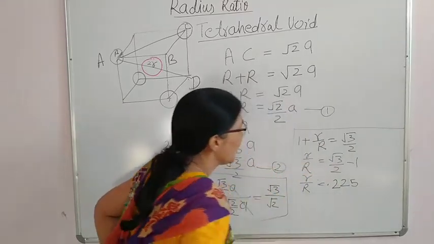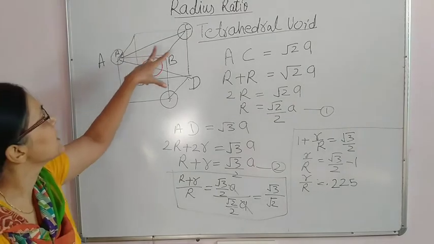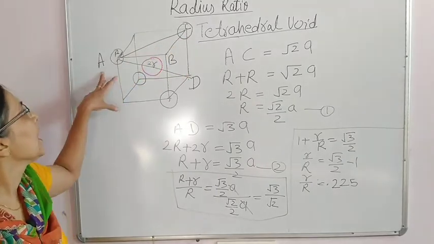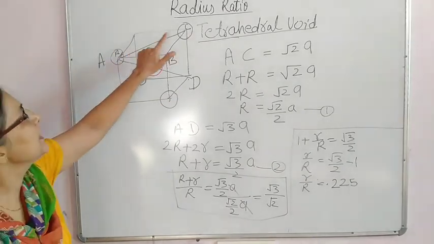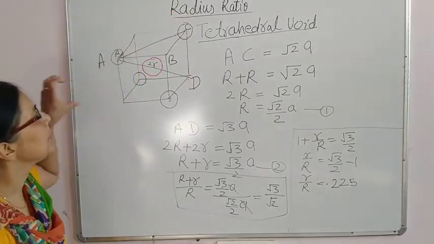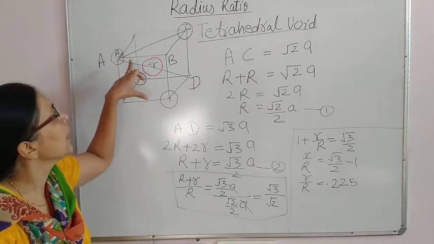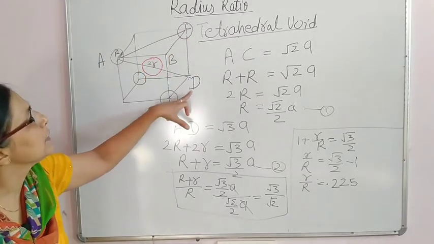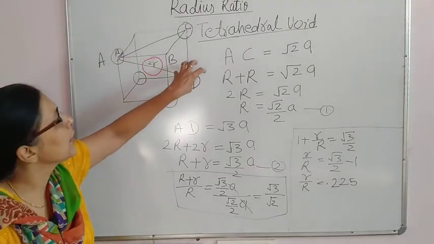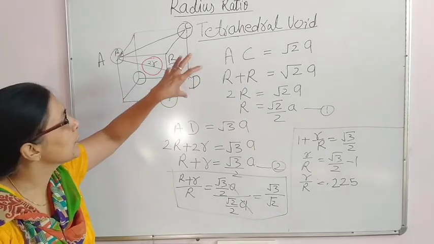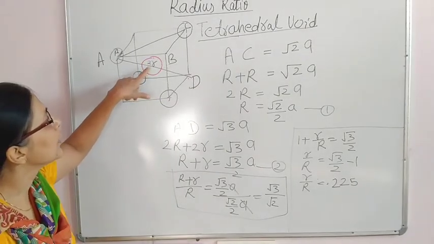When the calculation is done, it will come to 0.225. So again, for revision purposes, you have used previous knowledge: AC is equal to root 2 a, AD is equal to root 3 a. Point number 1, point number 2: in AC, these two spheres are touching each other, so it is equal to the sum of the radii of atom A and atom C. AD is equal to the radius of atom A plus the radius of the atom situated at D, plus the diameter of the void, 2r.